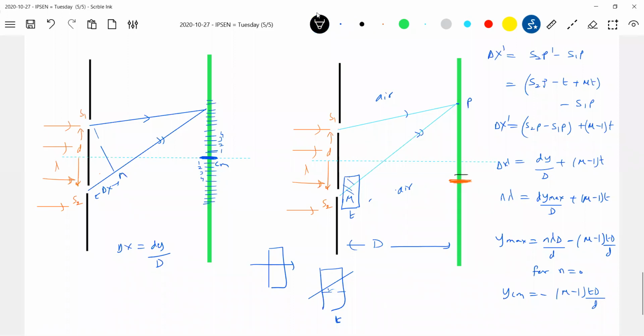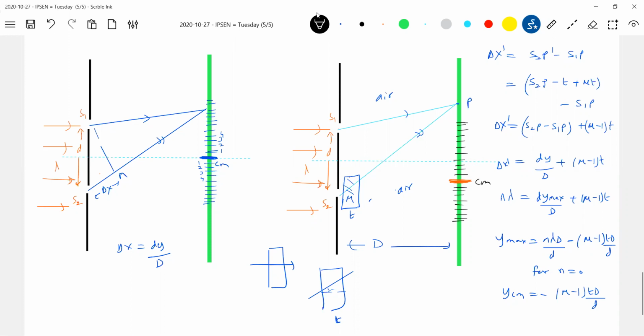The remaining maxima and minima will be below, 1, 2, 3, 4. Let's not give numbers again. This is a very important thing: if you put the slab at the lower slit, the pattern will shift downward. If you put the slab at the upper slit, the pattern will shift upward.